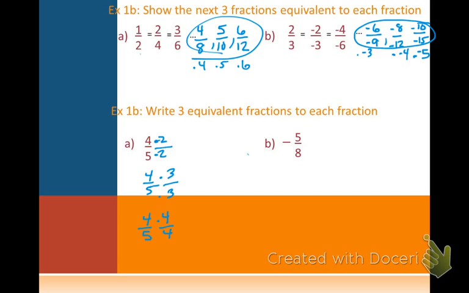So, 4 times 2 is 8, and 5 times 2 is 10. 4 times 3 is 12. 5 times 3 is 15. 4 times 4 is 16. 5 times 4 is 20. And these 3 are equivalent to 4/5 because I multiplied the top and the bottom by the same number.